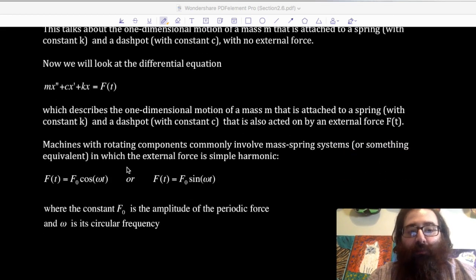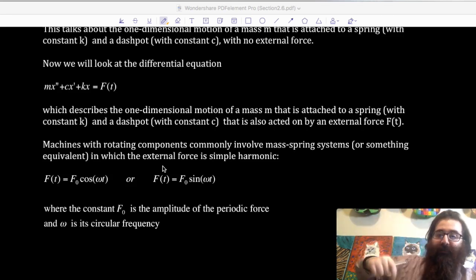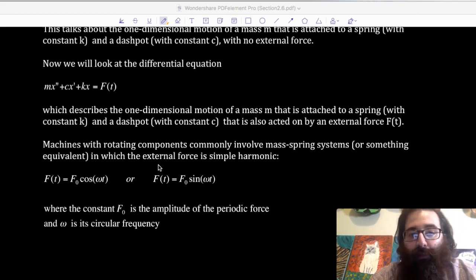And we say that machines with rotating components commonly involve mass spring systems, or something equivalent to this, in which the external force is something that's simple harmonic. So we think about some machinery hooked up, and maybe the machinery has some sort of wheel that turns with a pulley system, which is creating this simple harmonic motion through an external force. So now we're not just talking about the free system, now we're talking about a system that also has this added machine component to it and how that affects what's happening.